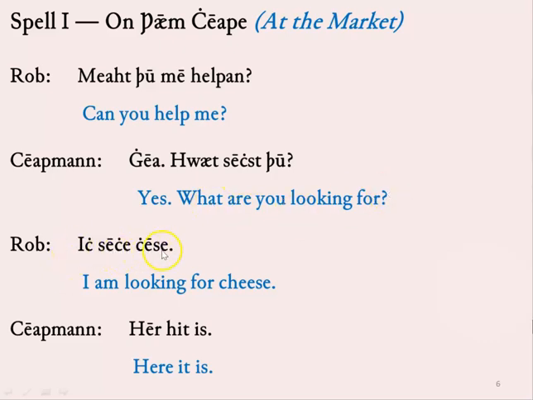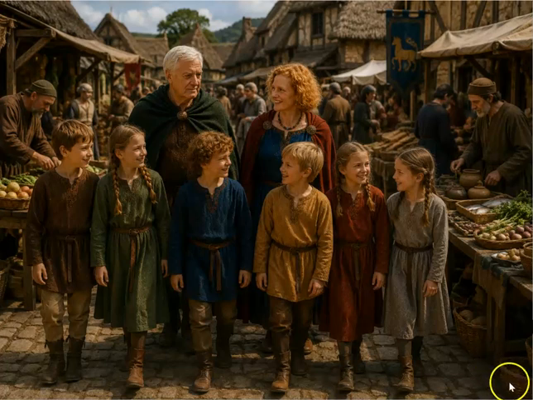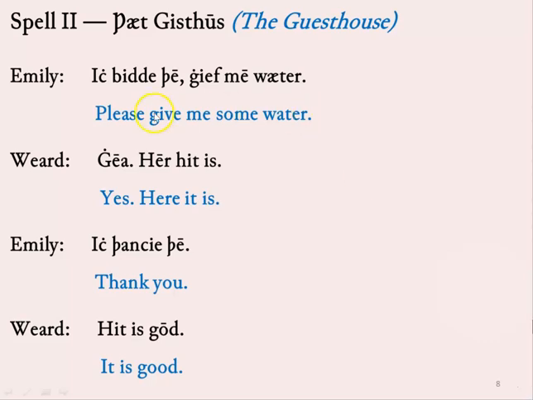Ich seiche cheese. I am looking for cheese. Her hit is. Here it is. All right, and here's the family in the market again.